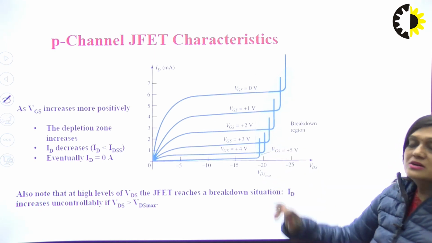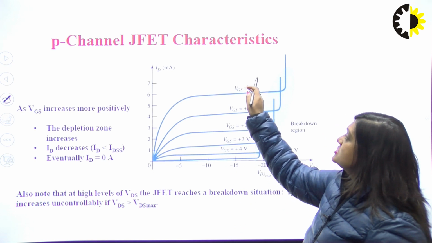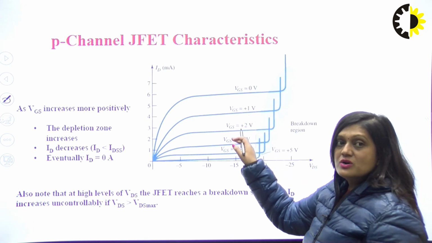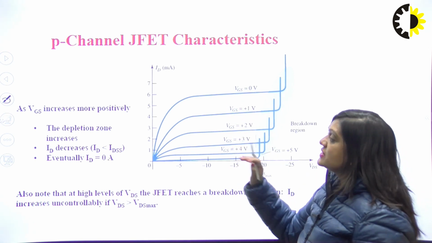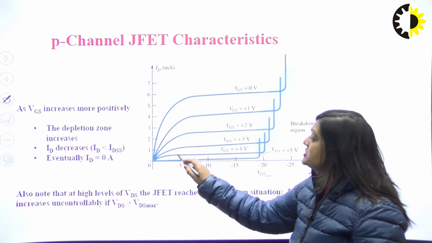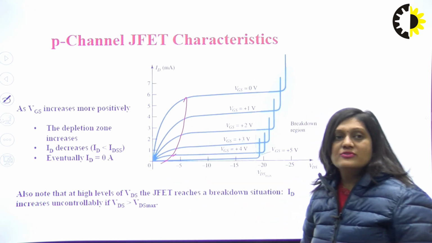So this is for the P channel type drain characteristics. VGS is equal to 0, VGS is equal to +1, +2. By increasing the VGS, the amount of current is continuously decreasing, and the pinch off region is also reducing in a parabolic fashion.